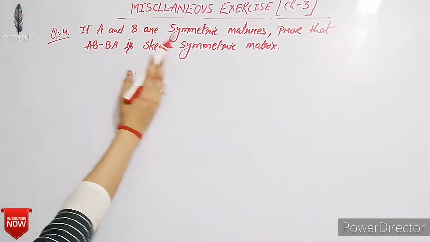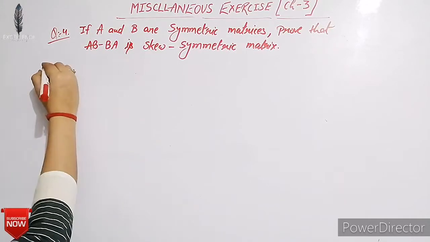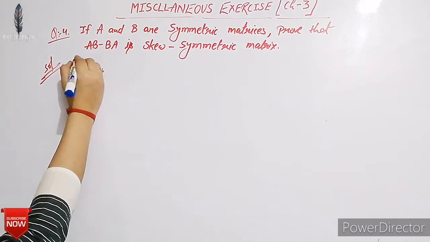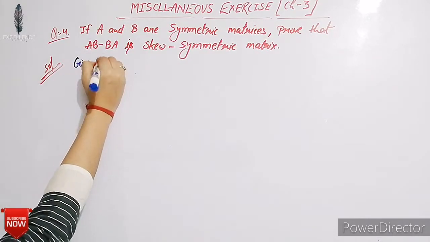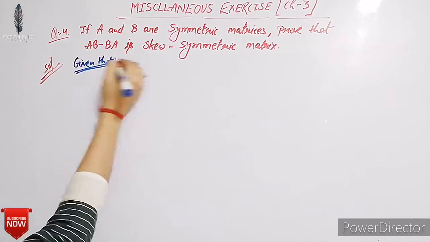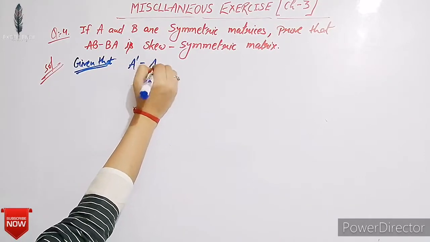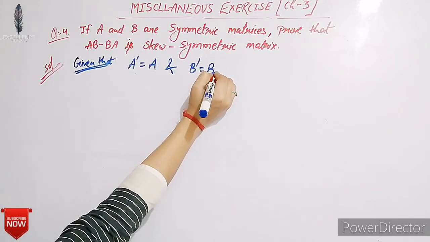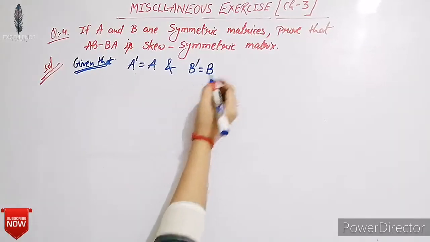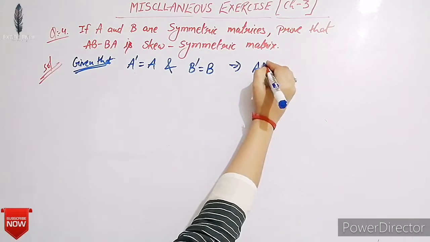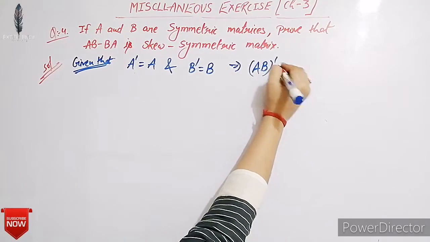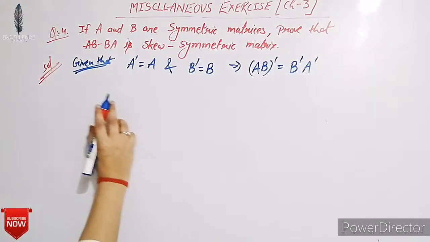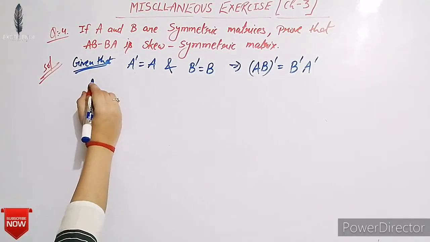Question number 4. If A and B are symmetric matrices, prove that AB minus BA is skew symmetric. Okay, here it is given that A and B are symmetric matrices. It means that A dash equals A and B dash equals B. And all of you know that (AB) dash is equal to B dash A dash. Okay, we have to use it here.